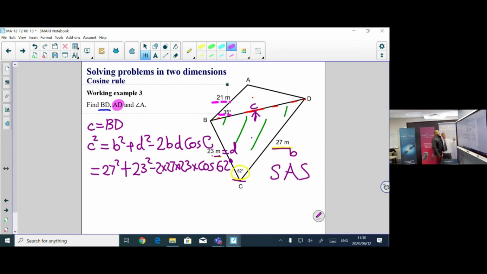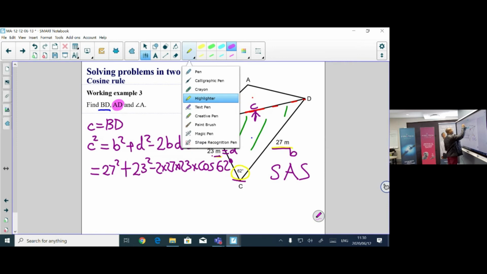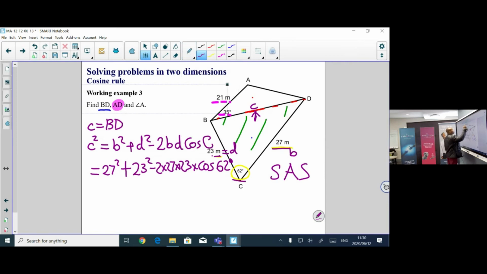Okay. The other question was, what is AD? So where is AD? So AD is simply this part. So AD is this.